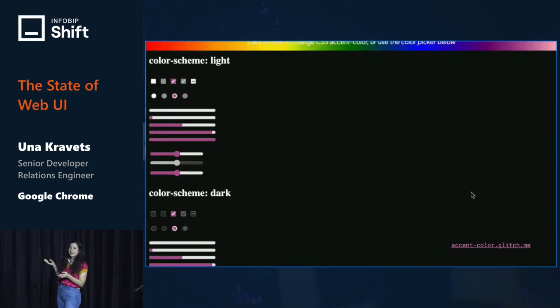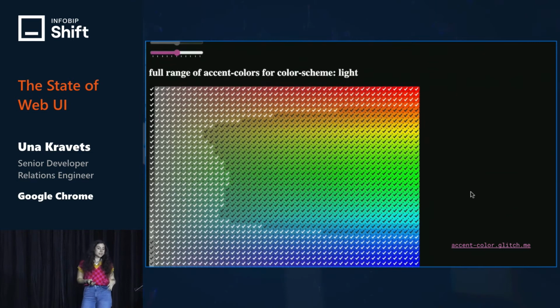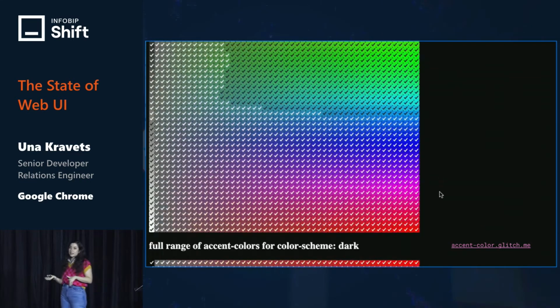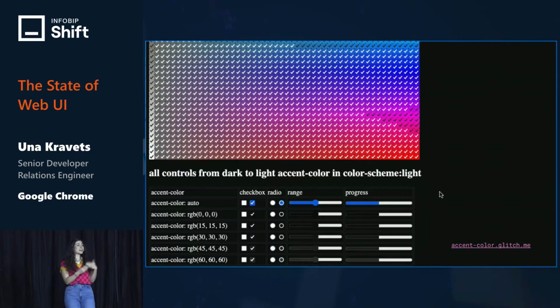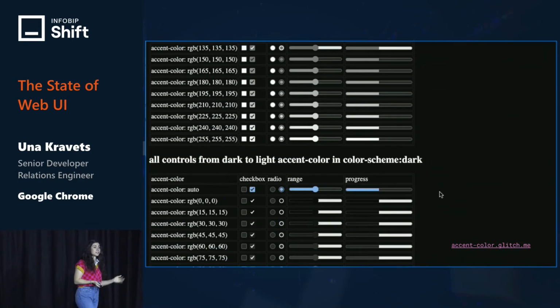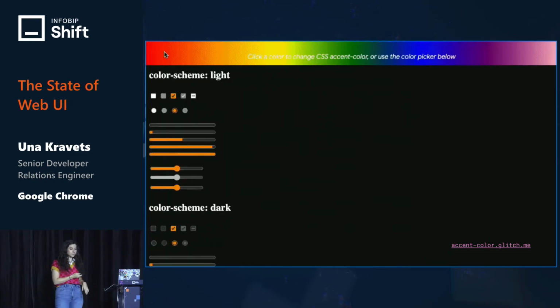Here's a demo on accentcolor.glitch.me, built by one of our engineers, where you can see what this would look like on a light and a dark color scheme. It's automatically done for you in the browser, so just a nice little progressive enhancement, if you will, for form controls if you're using native form controls.